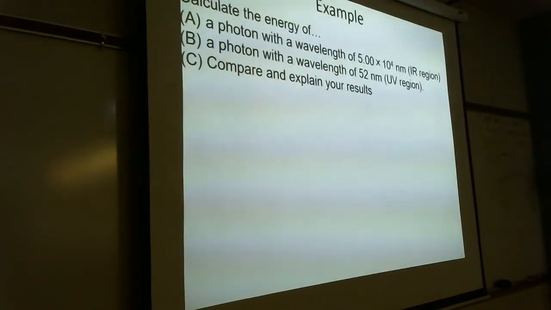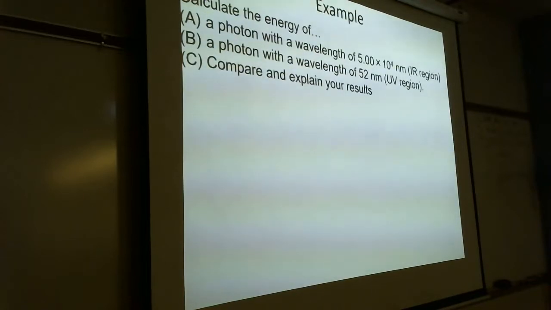So let's do this one together. Calculate the energy of a photon with a wavelength of 5 times 10 to the 4th nanometers. That's in the infrared region. And then calculate the energy of a photon with a wavelength of 52 nanometers, which is in the UV region. And then we can compare those results. Just before we even get started, does anyone know, if you had to choose which form of radiation to be exposed to, infrared or ultraviolet, which one would you pick? You'd pick infrared.